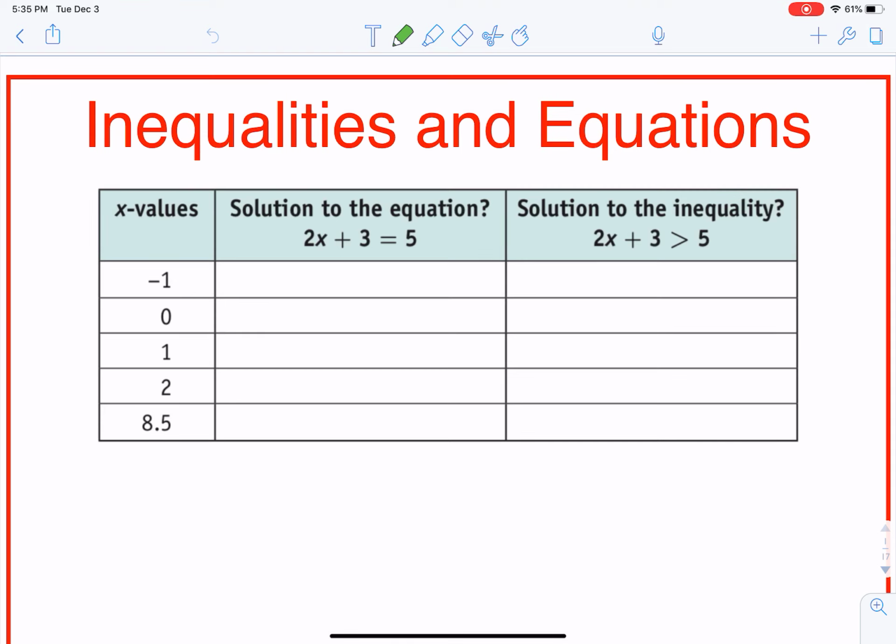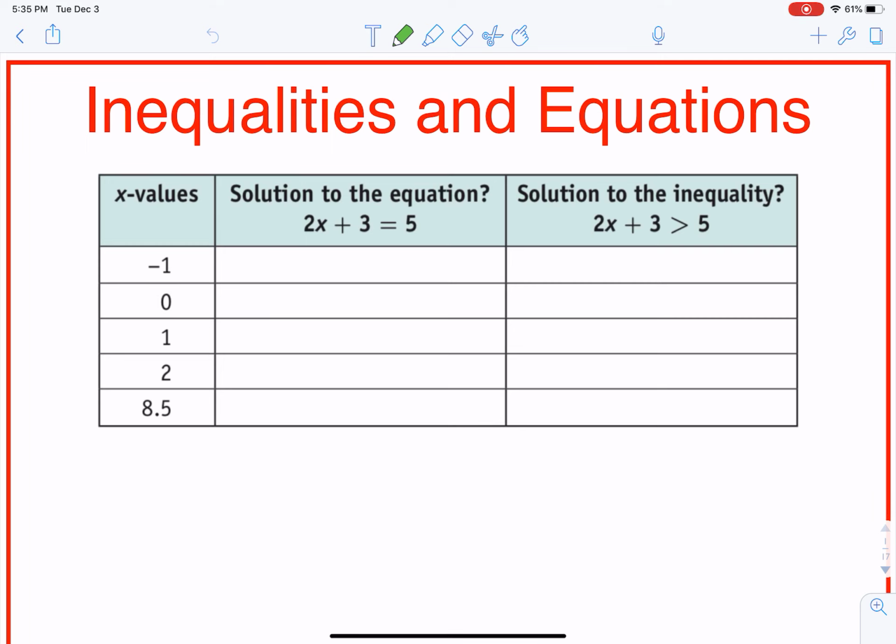So let's get started. We are going to start chatting about inequalities. Before we really dive into inequalities, I just wanted to see some similarities and some differences between inequalities and equations. I know that this is an equation because there's an equal sign here, and this is an inequality because there's an inequality sign there.